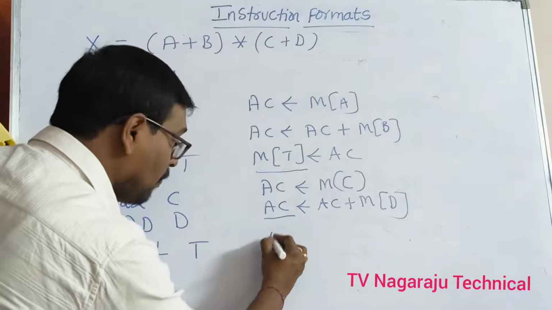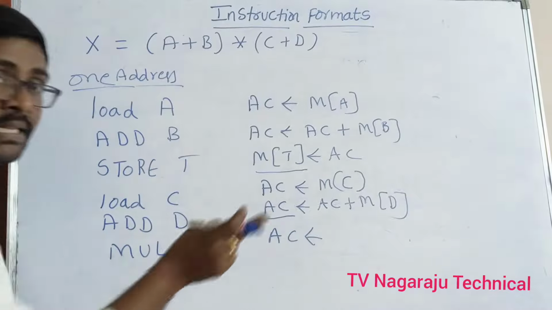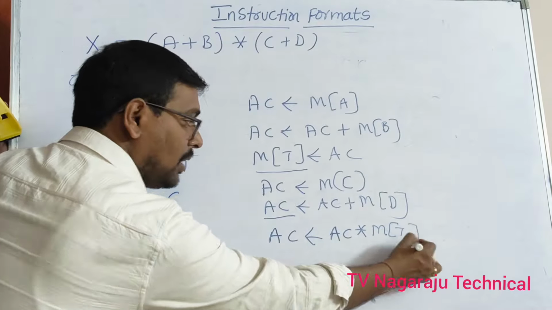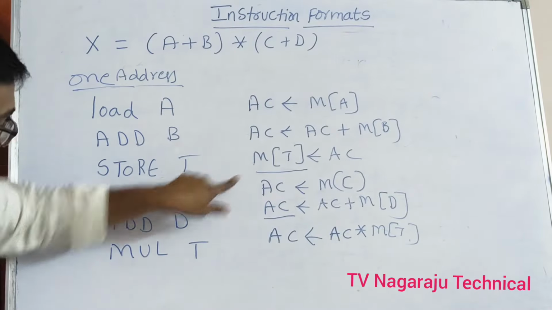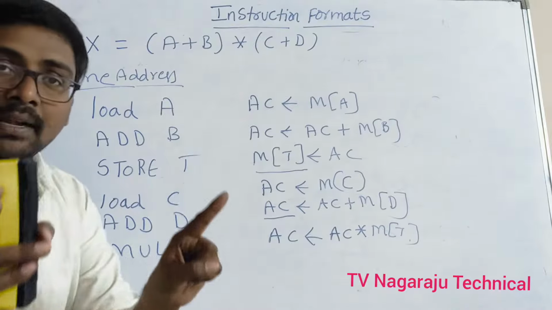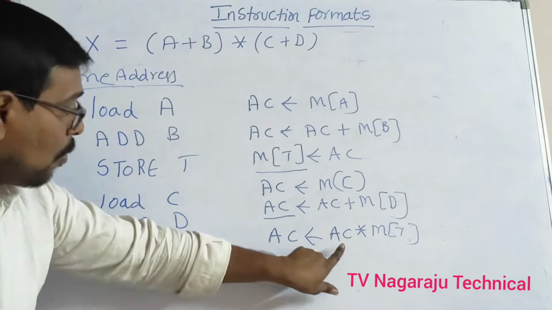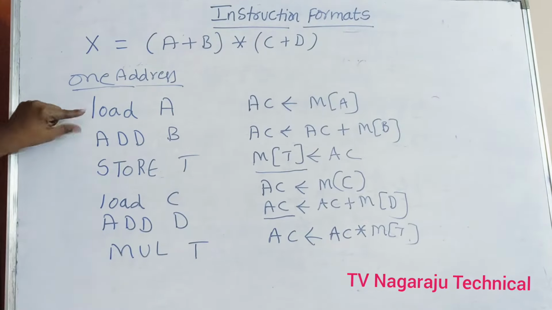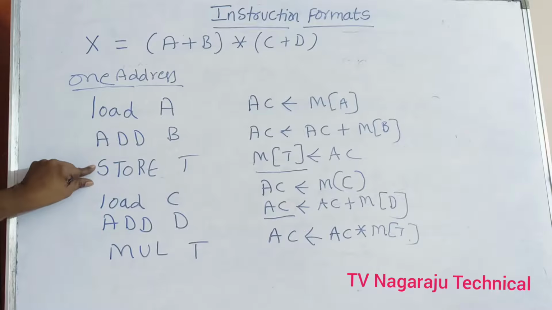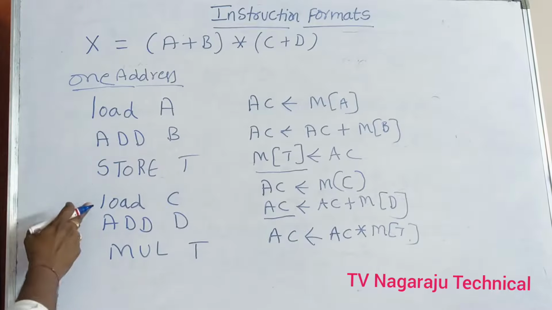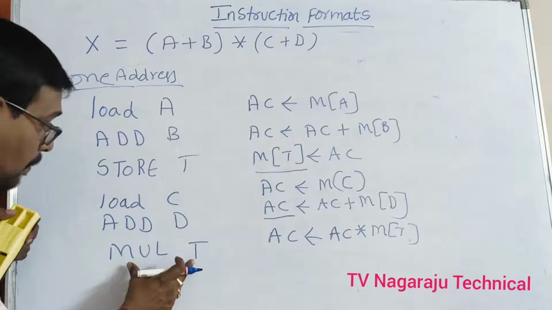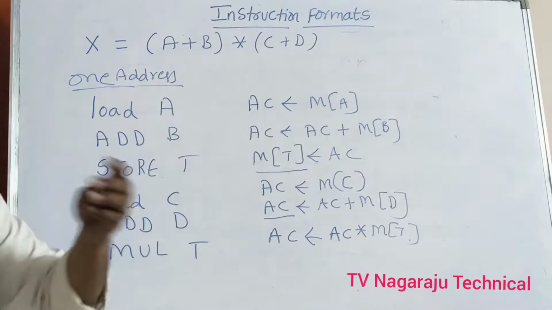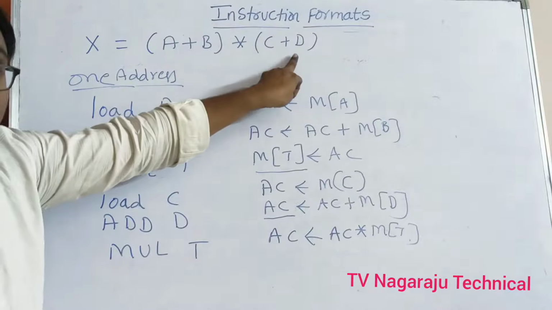Why? By default, again the same logic. One is already in AC. So AC into M of T. Got it? One result is in T. If you write this statement, the content of T is multiplied with AC. What does my AC contain? The second one. Finally, my result is here. So loading is completed, storing for temporary results. Addition operation is completed, multiplication operation is completed. Now AC contains the final answer.